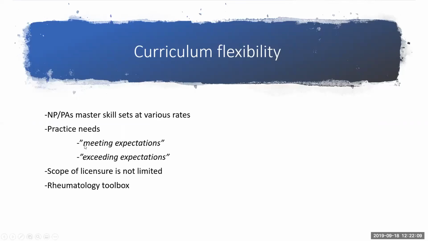In the curriculum, we established things that we thought were core or baseline, meant to meet expectations, and then we established things that would exceed expectations. These would be things that the practice needed, but may not be needed in other practices. Nothing in the curriculum was meant to limit scope of practice or scope of licensure for that NP or PA. One of the elements that we could show also included a toolbox. We recognize that a practice or a location may have other resources that could be utilized to help in that PA or NP's knowledge attainment.